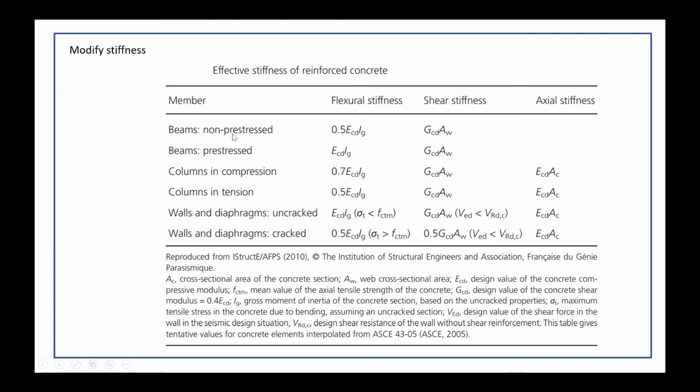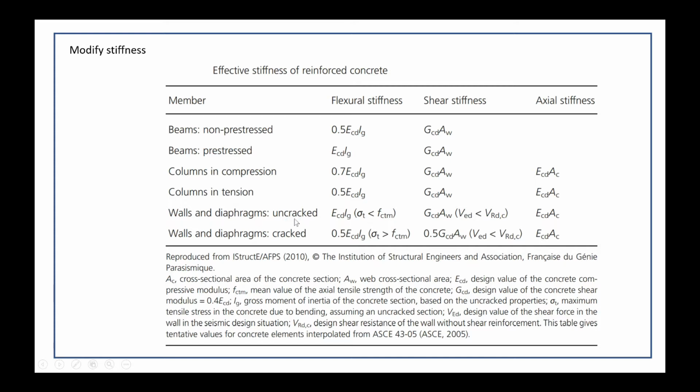For the beam non-pre-stress, we use 0.5 ECD IG for the uncracked section. And for beam pre-stress, we use ECD multiplied with IG. For the column in compression, we use only 0.7 ECD IG. Column in tension, we use 0.5 ECD IG, using the uncracked cross section.